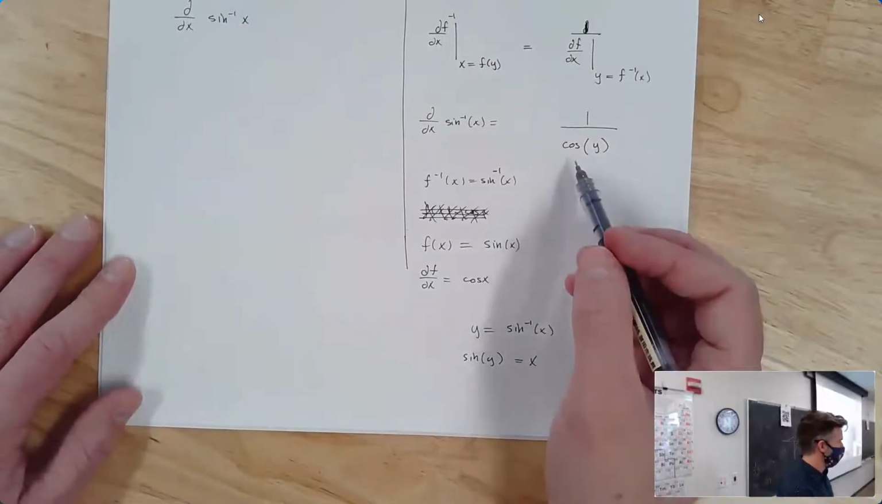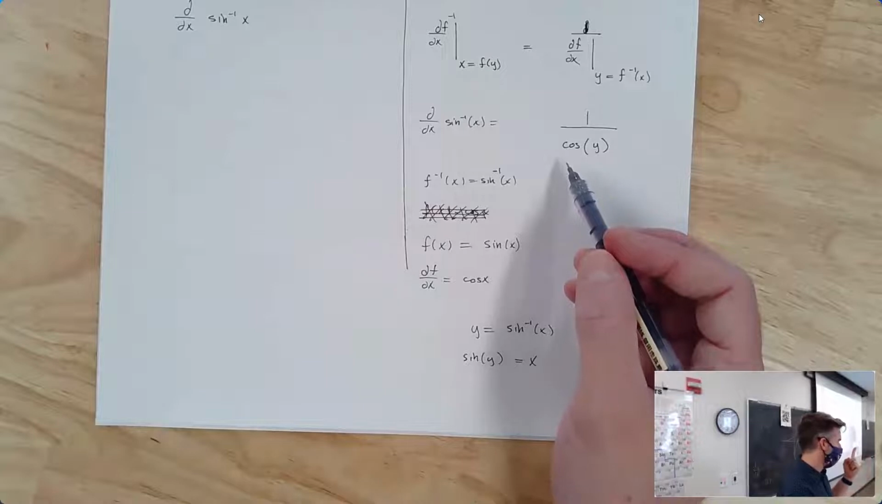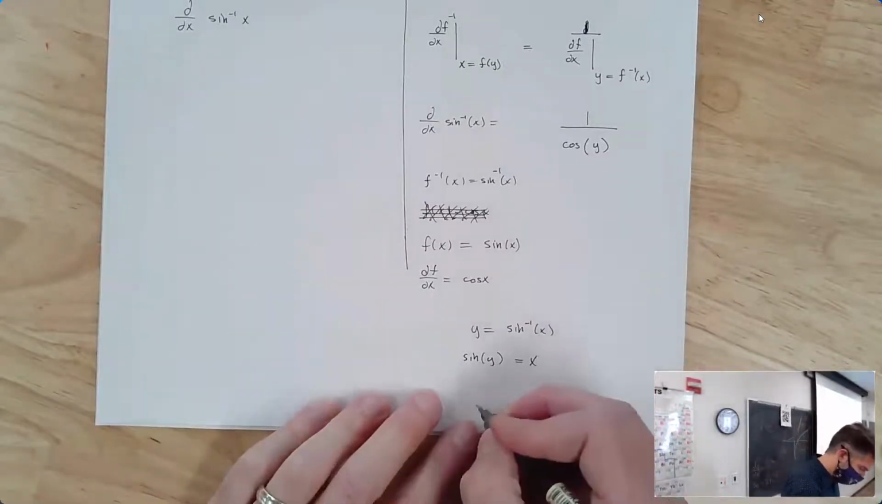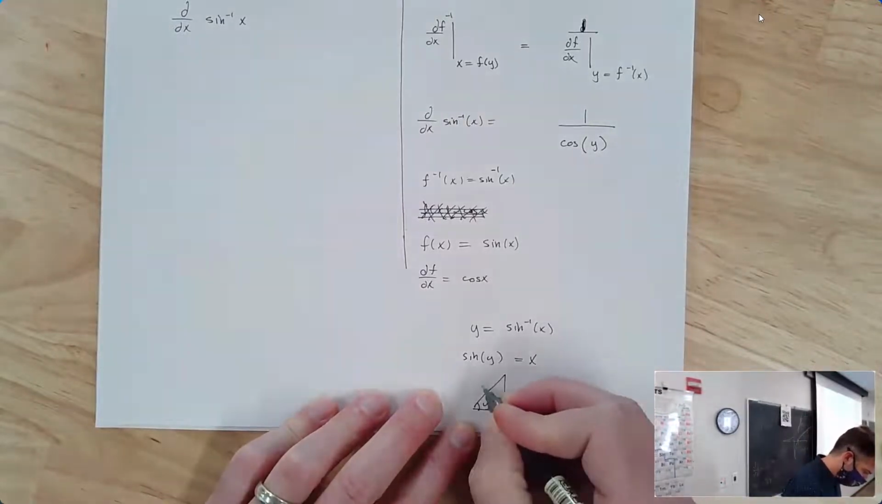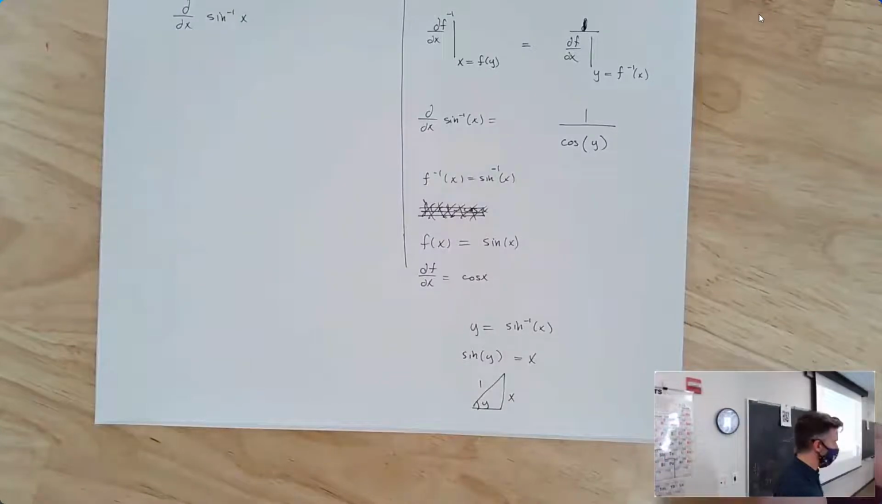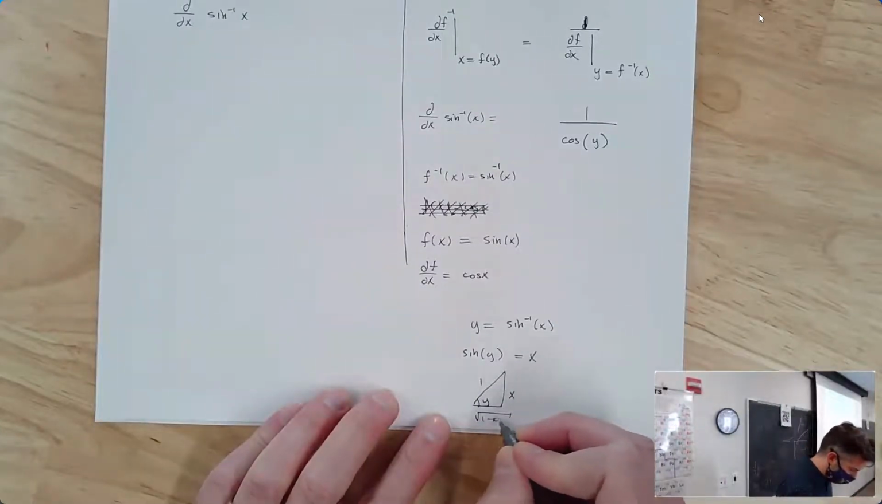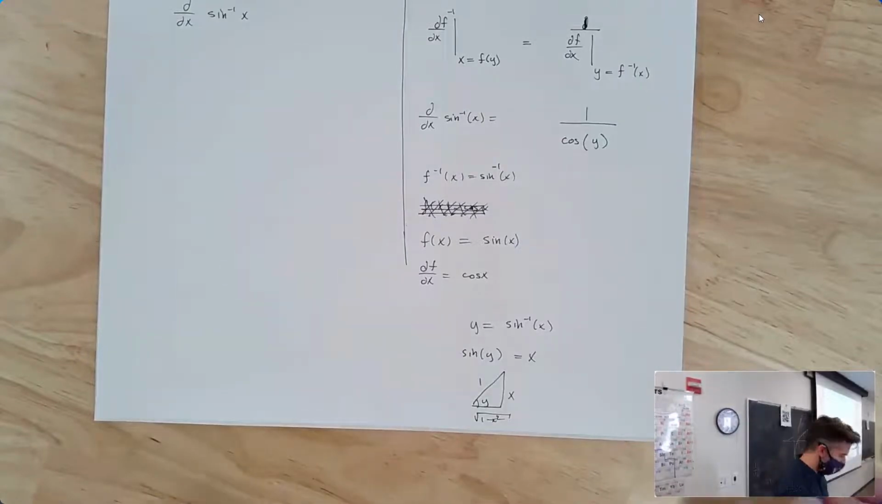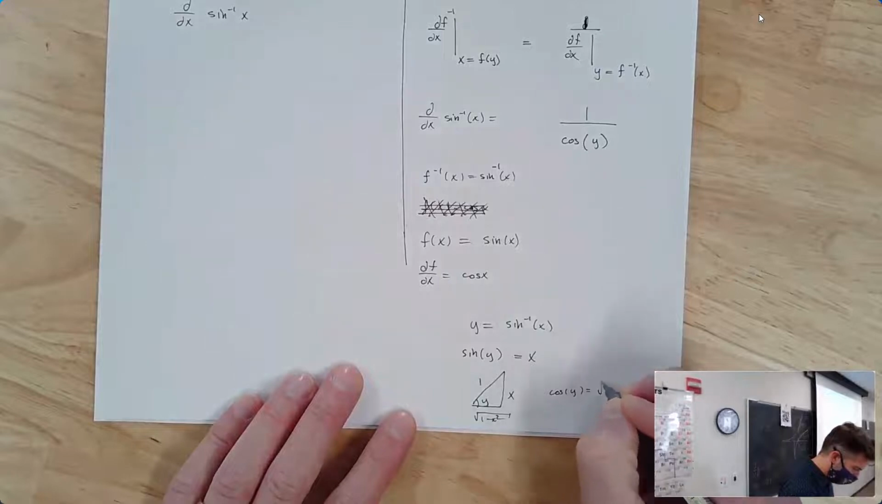I know sine of y is equal to x. I'd really like to find cosine of y. So there are two choices: you either use a trig identity or you draw the triangle. Sine of y is equal to x. The third side is the square root of 1 minus x squared using the Pythagorean theorem. And cosine of y is the square root of 1 minus x squared.